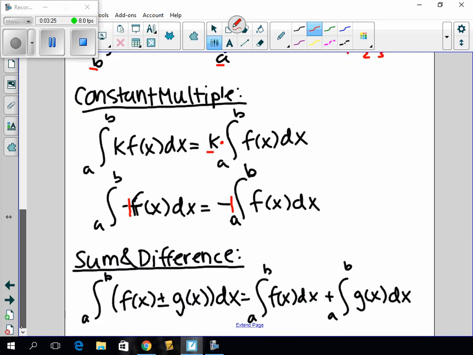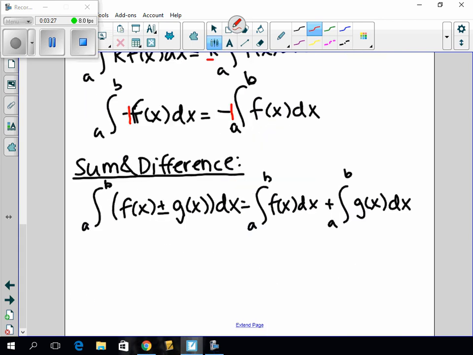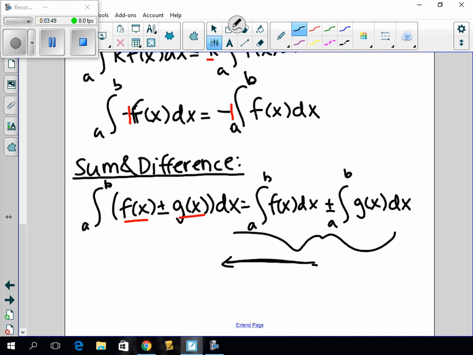So, sum and difference. When we integrate on the same bounds f of x plus or minus g of x, it's the same thing as splitting up those integrals. There should be a minus down here as well. As long as I have the same bounds, normally we might start on this section and work backwards. If I'm given two functions that I'm integrating on the same bounds, I can just combine them into one integral as long as they have the same bounds A and B.